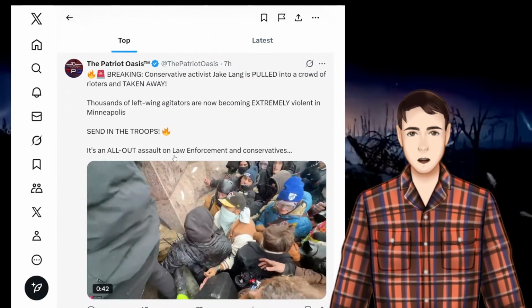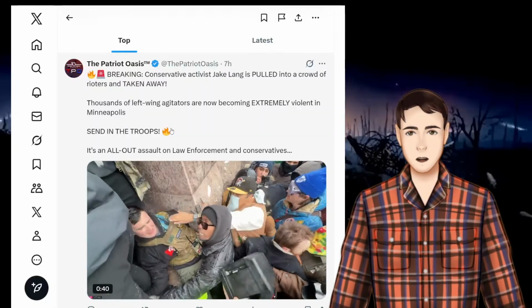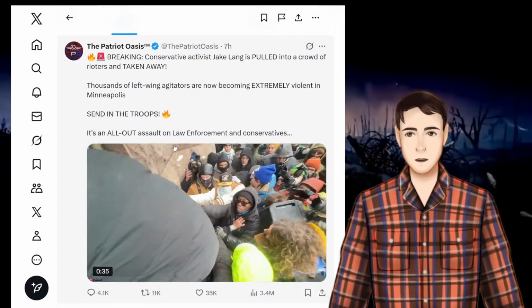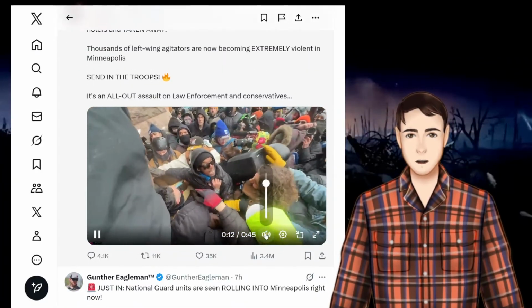Conservative activist Jake Lang is pulled down into a crowd of rioters and taken away. What the fuck? Oh, God.